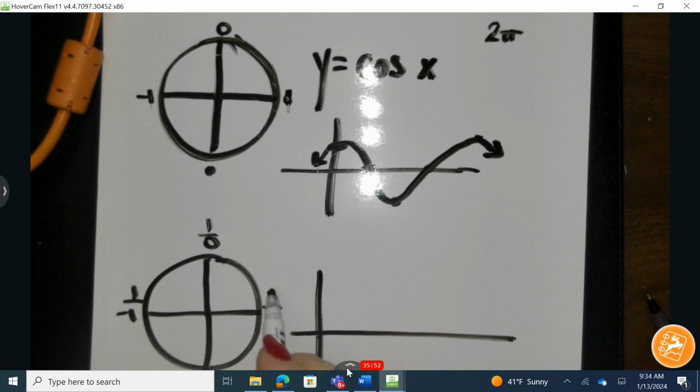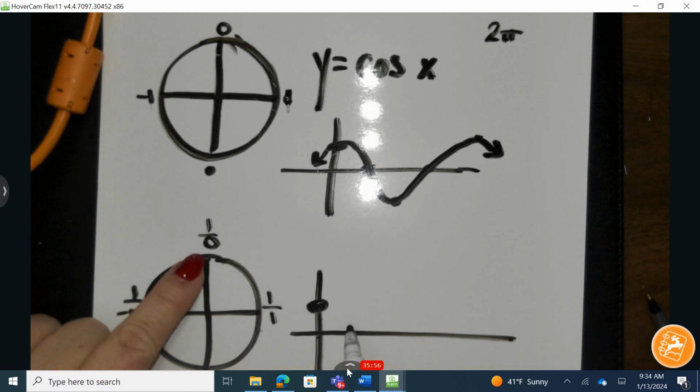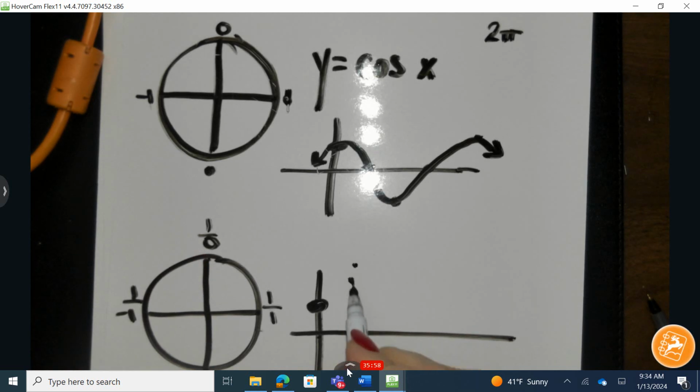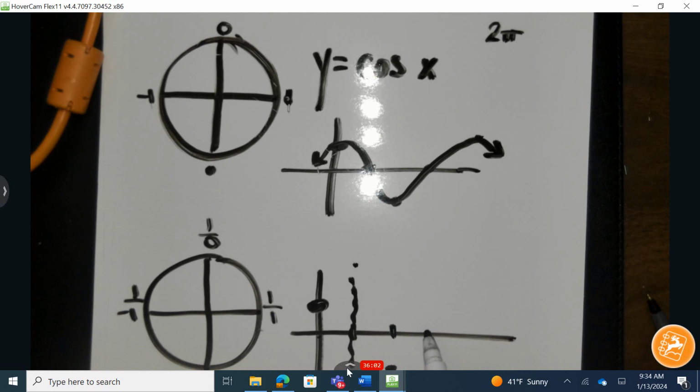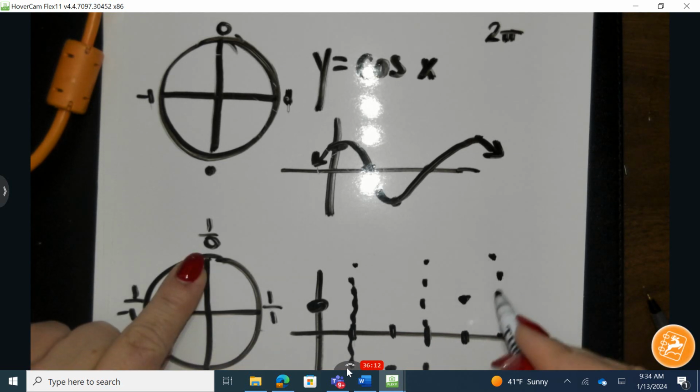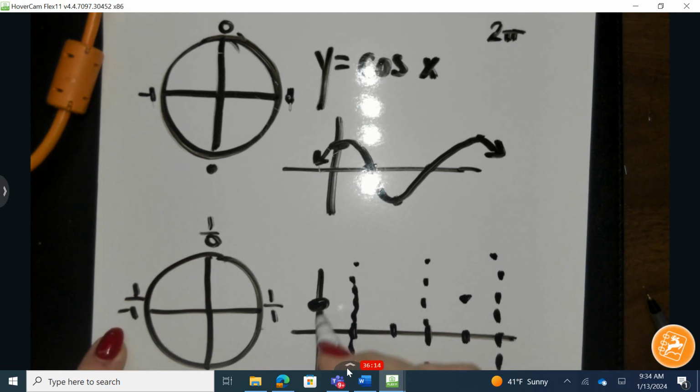So I'm starting here at an output value of 1. My first step, I can't have 0 on the bottom, is undefined. Then I have an output value of negative 1. Then I can't have 0 on the bottom. Then I have an output value of 1. Then it just keeps going as you cycle around.